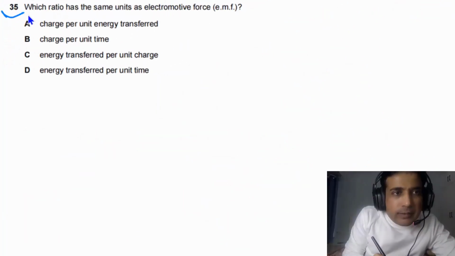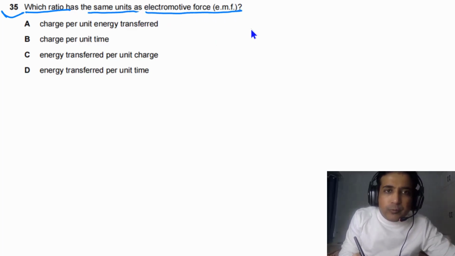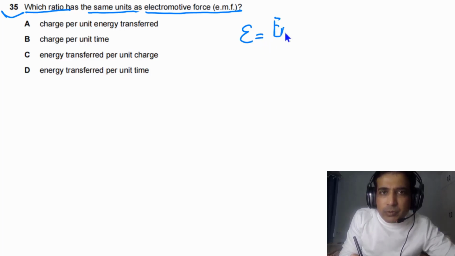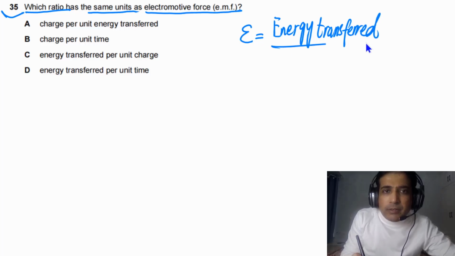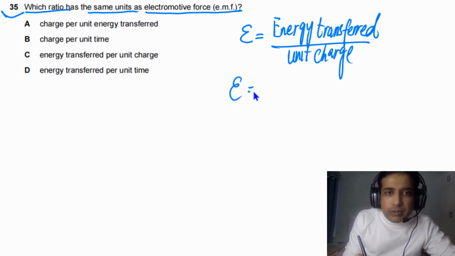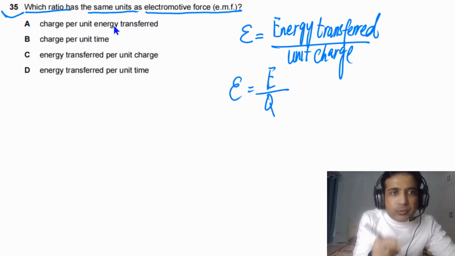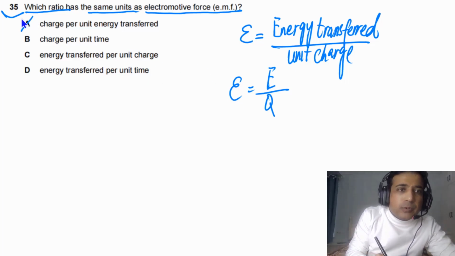For question number 35, we need to find out which ratio has the same units as electromotive force. So first of all, we can understand what is electromotive force. Electromotive force is simply equal to energy transferred per unit charge. So this is how we define electromotive force, or simply you can say this is equal to E divided by Q. Now if you look at the first one, this is charge per energy transfer, so this is just opposite, so this is not possible.